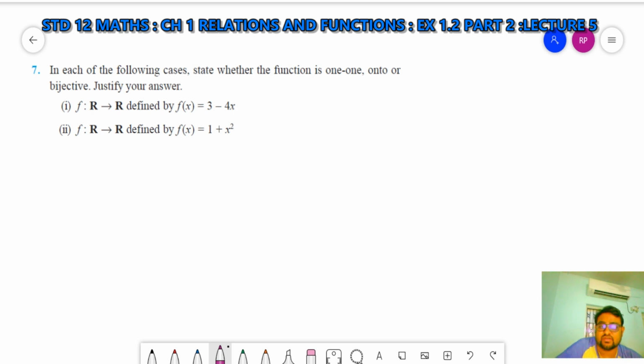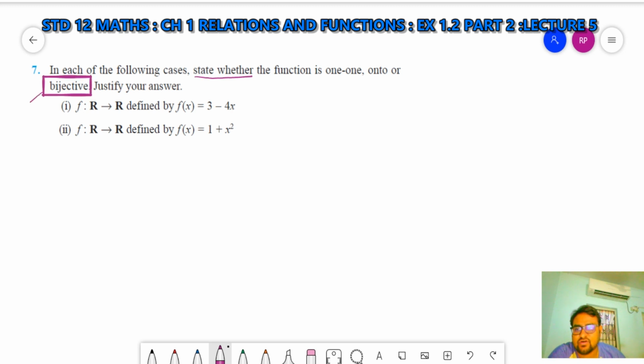Justify your answer. Now see, here there are two questions, but here it says state whether, which means you don't know. In the previous question it was like prove it is not 1-1, prove it is 1-1, so you already knew what you had to prove. But now here it can be 1-1, it cannot be 1-1. Now one more term here, it's bijective. Right, now what is bijective?